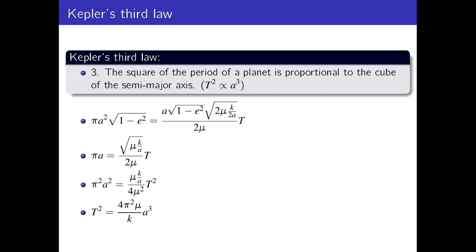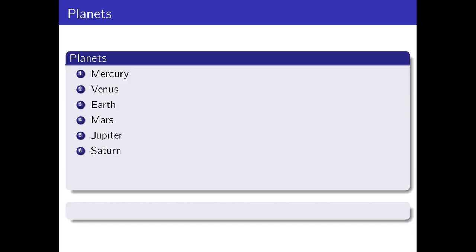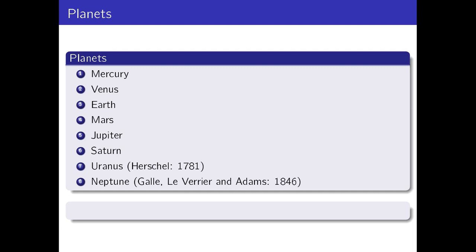Since ancient times, humanity has been familiar with five classical planets. These are Mercury, Venus, Mars, Jupiter, and Saturn. Through thousands of years of observations, we knew their approximate periods. After the scientific works of Copernicus, Galileo, Kepler, and other scientists, the situation changed and the Earth is also considered a planet. Uranus was discovered by William Herschel on 13 March 1781, and Neptune was discovered by Johann Galle, Urbain Le Verrier, and John Adams on 23 September 1846.